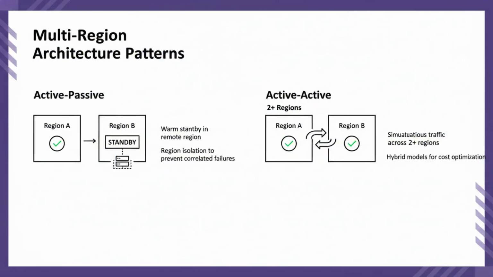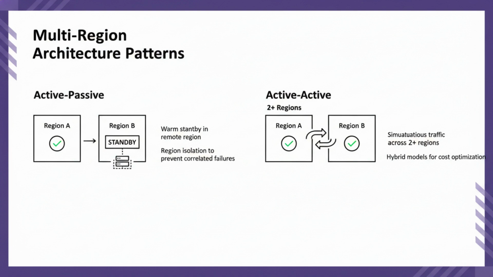When designing for disaster recovery, we look at two primary patterns, active-passive and active-active. In an active-passive model, a secondary warm cluster waits in a different region. It remains idle or scaled down until a failover is triggered. This is cost-effective, but leads to higher RTO.